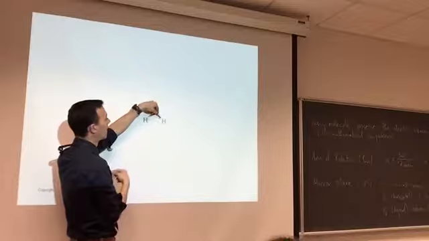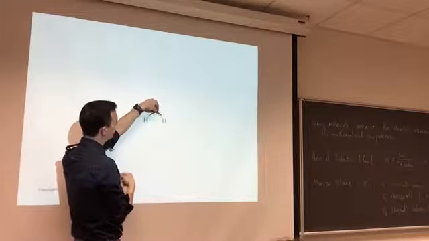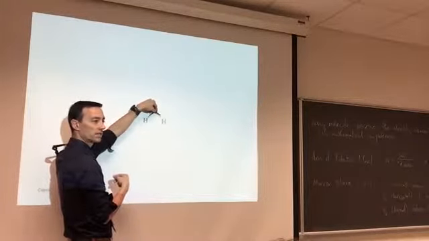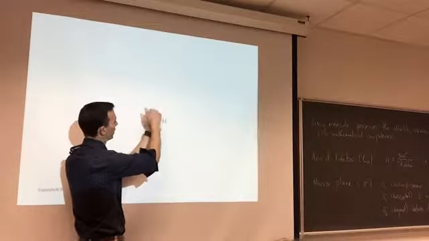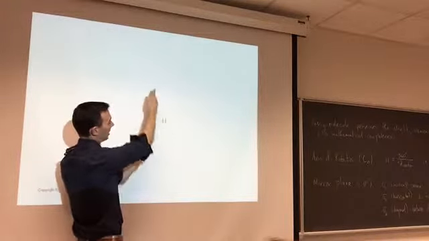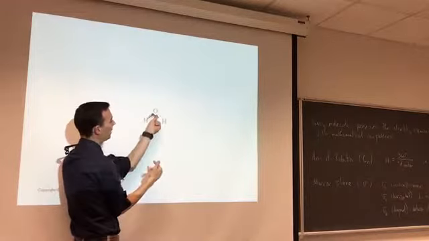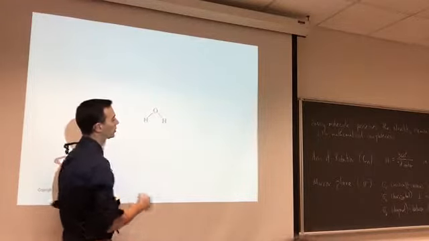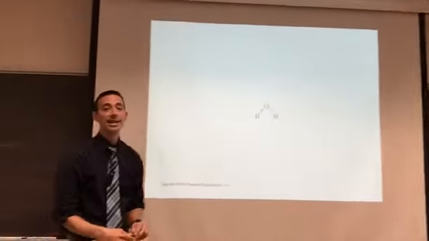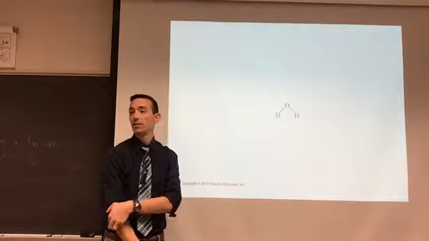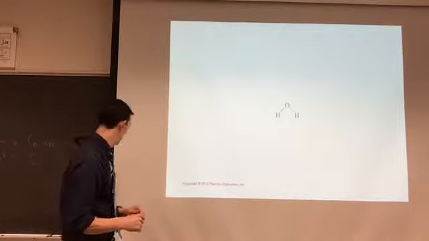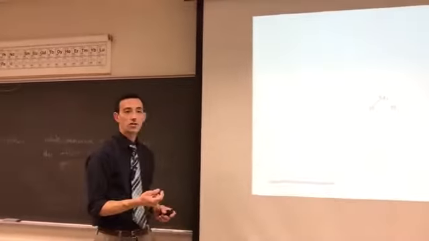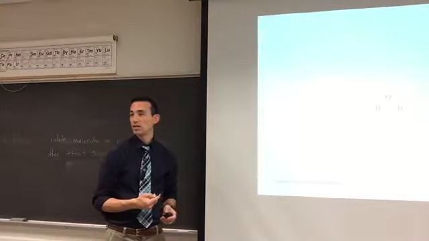It does not possess a center of inversion. It does not possess a horizontal mirror plane, nothing perpendicular to that C2 axis that we had. So those are really the elements, and it possesses the identity element. Everything possesses the identity element as well. Any other thoughts or questions on water and what it has or doesn't have?